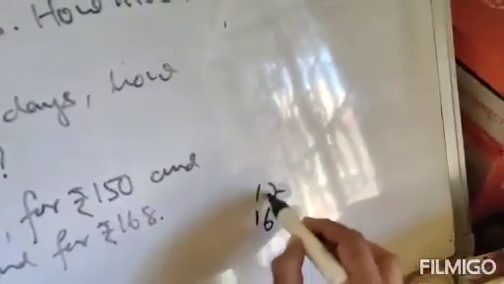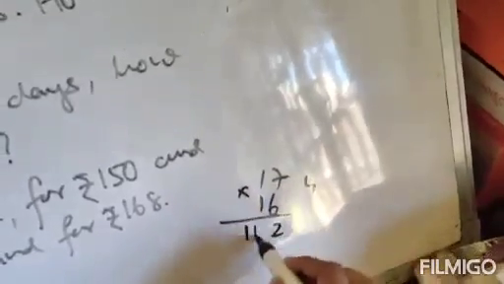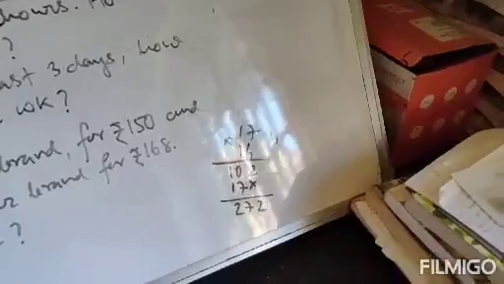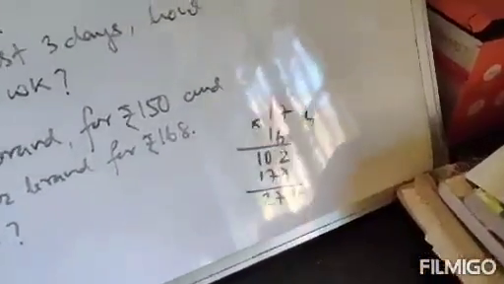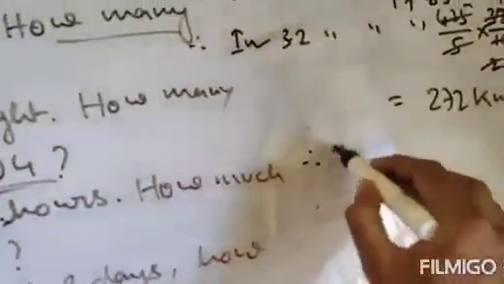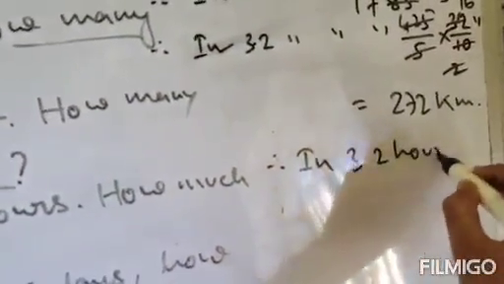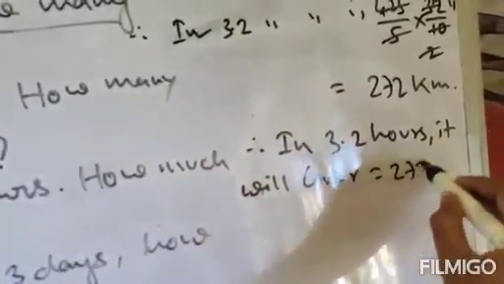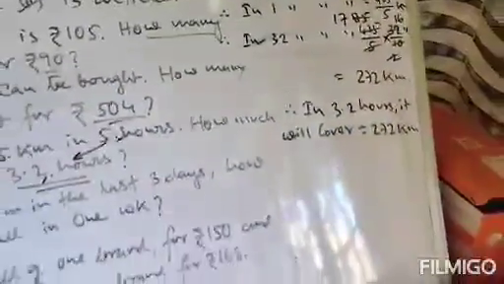17 into 16 kilometers. So 17 into 16, just multiply in your rough space. 272 kilometers. That means in 3.2 hours it will cover 272 kilometers. Therefore write, in 3.2 hours it will cover 272 kilometers. That is the answer. Clear? Next, question number 10.